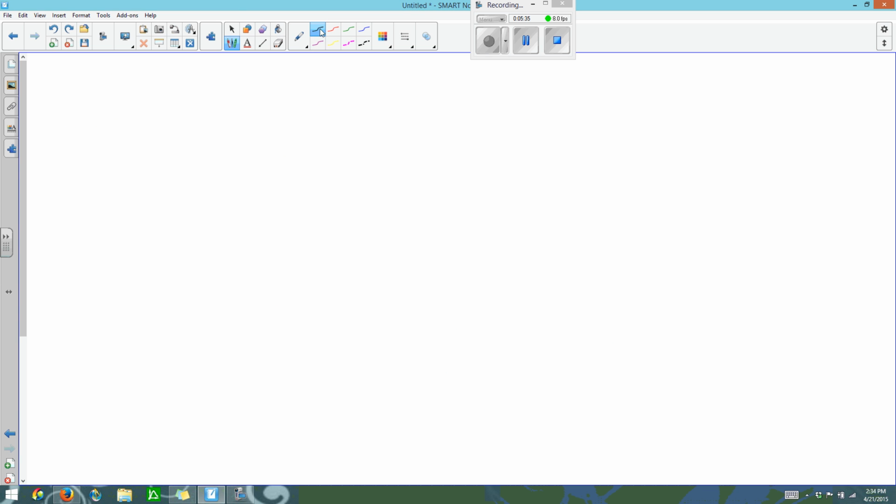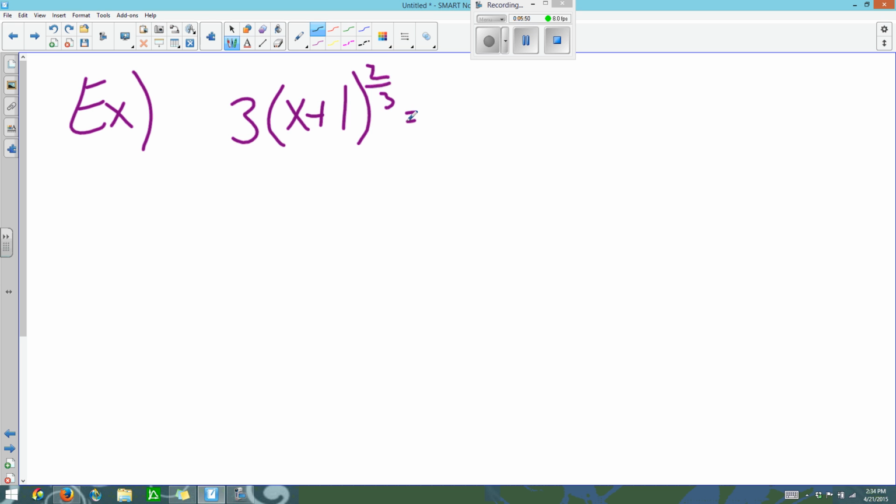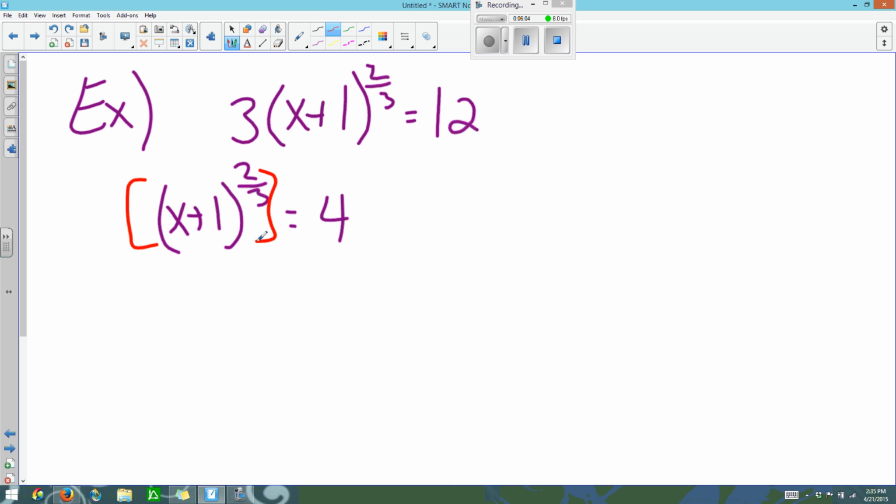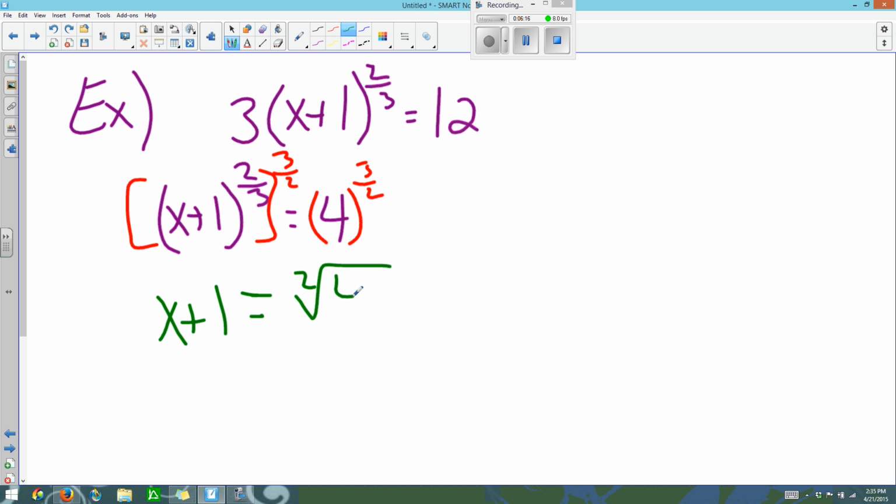Now there are some cases where you have something like this. Okay? All right, so you divide by 3, 4, you're going to raise both sides to the reciprocal, which is 3/2. You'll have x plus 1 equals the square root of 4 cubed.